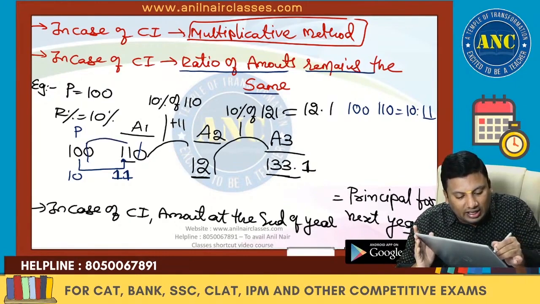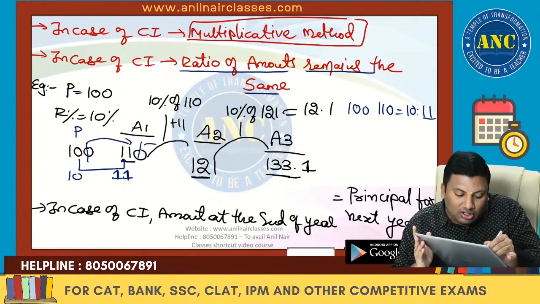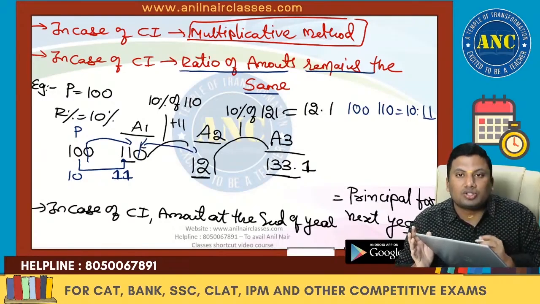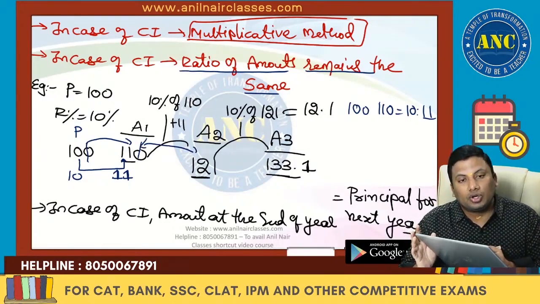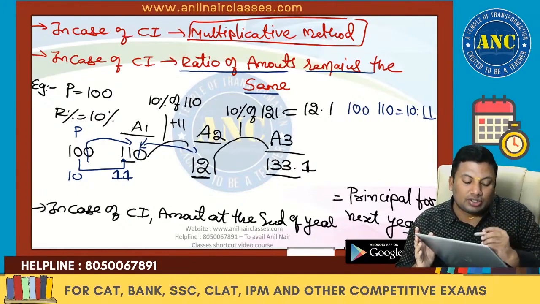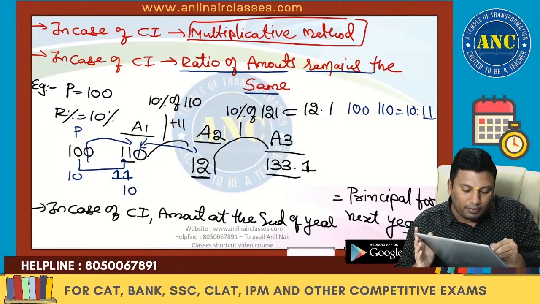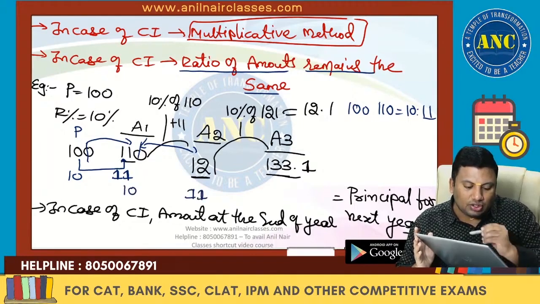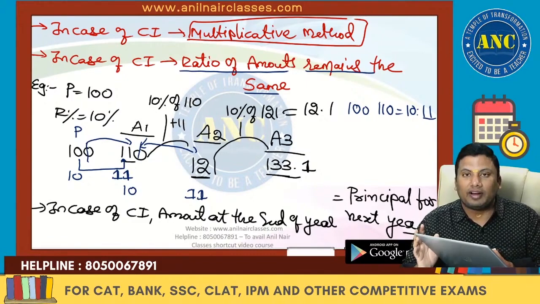It is 10 is to 11. For the next two consecutive values, it should also be 10 is to 11. Now see here, this is 10 is to 11, so this should also be 10 is to 11. Are you all with me?